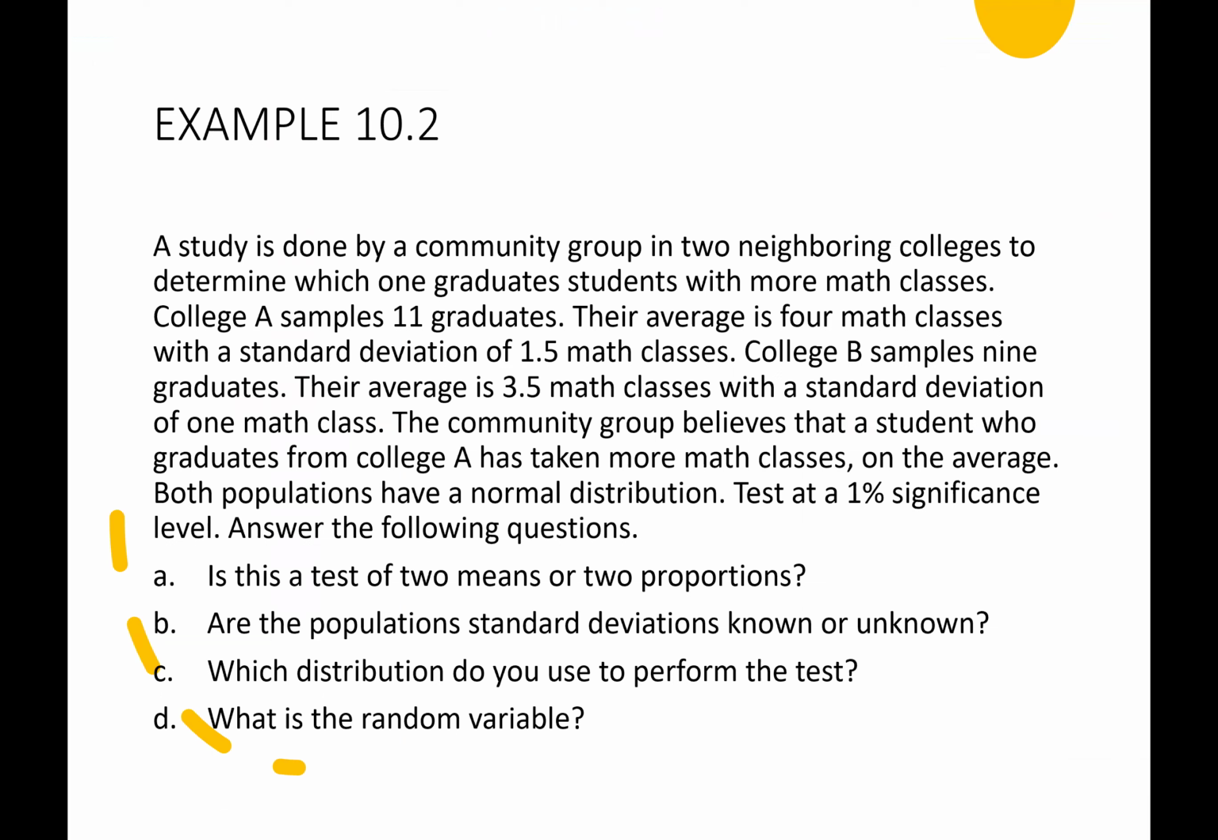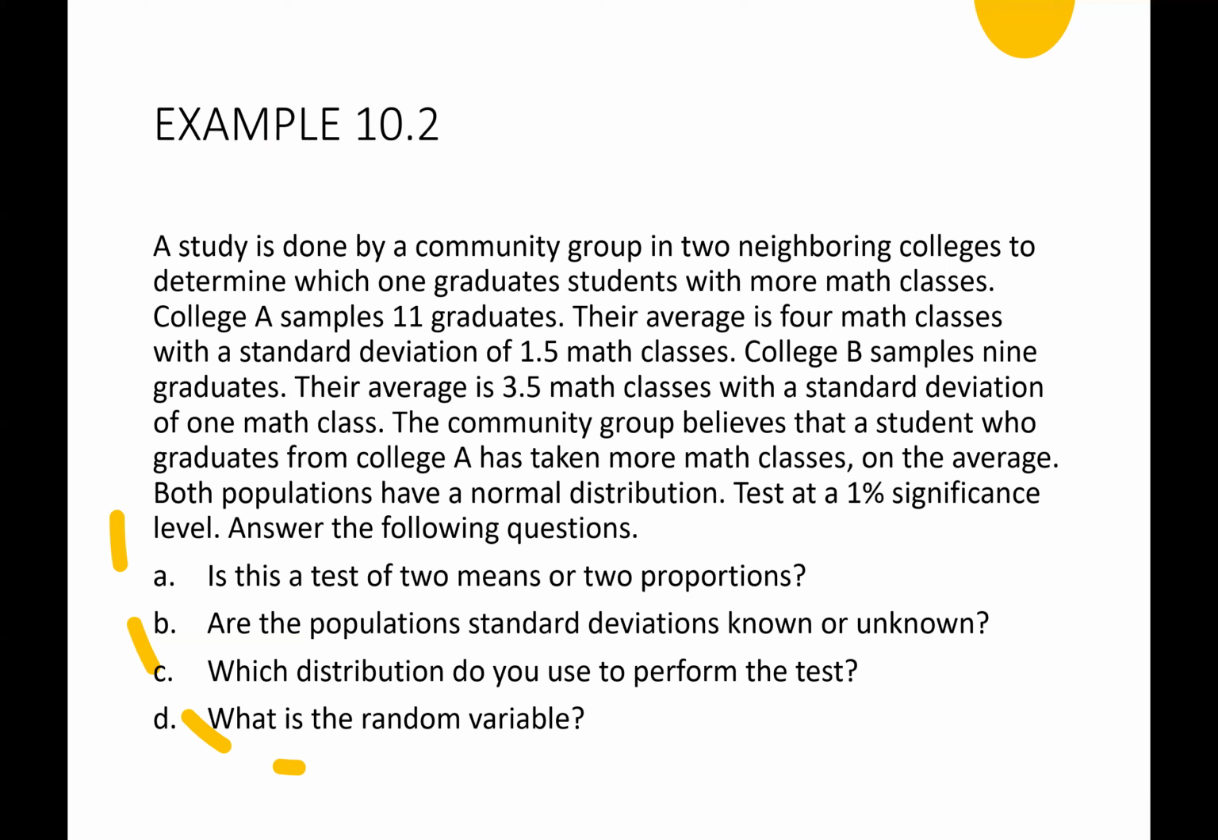Let's see if we can't figure out this problem. A study is done by a community group in 2 neighboring colleges to determine which one graduates students with more math classes. College A samples 11 graduates. Their average is 4 math classes with a standard deviation of 1.5 math classes. College B samples 9 graduates. Their average is 3.5 math classes with a standard deviation of 1 math class.